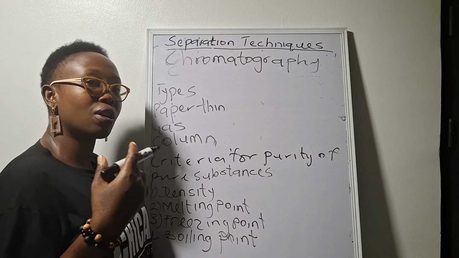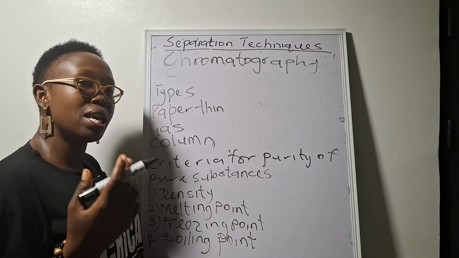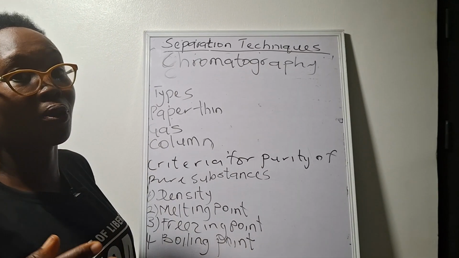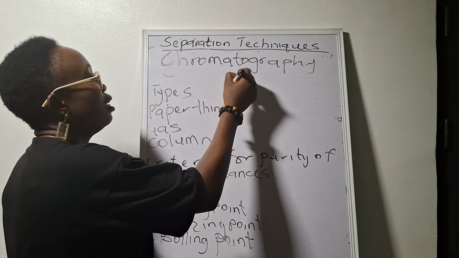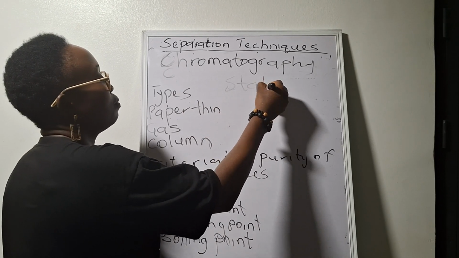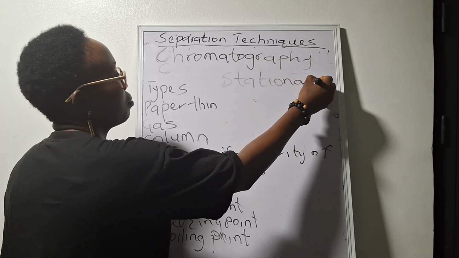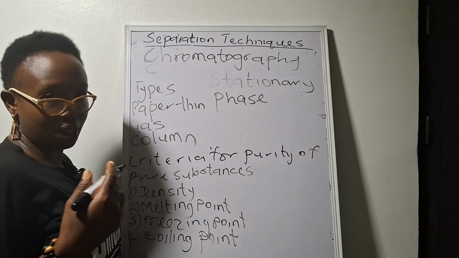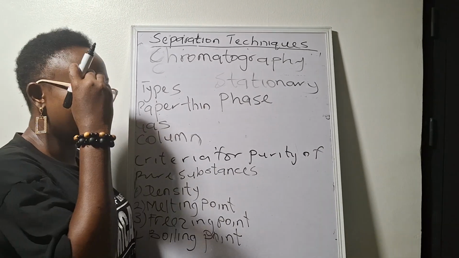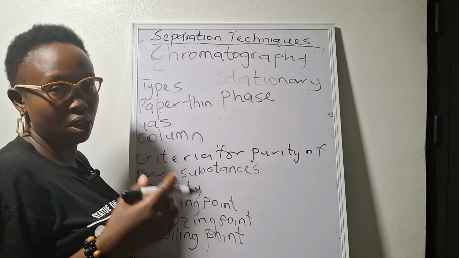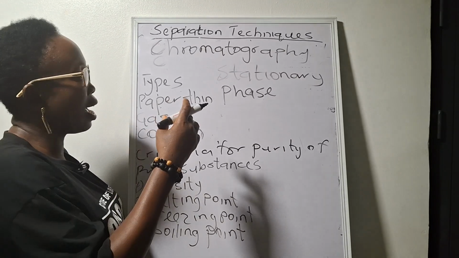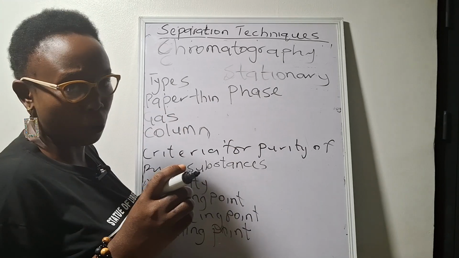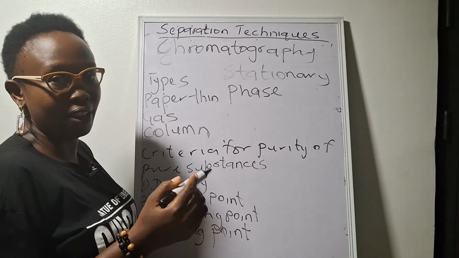In chromatography, there must be a phase. We have two phases during chromatography, which are the stationary phase. This stationary phase may be in a solid or a liquid state, where the adsorption of substance occurs. That is the stationary phase.